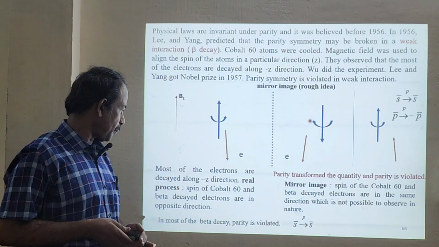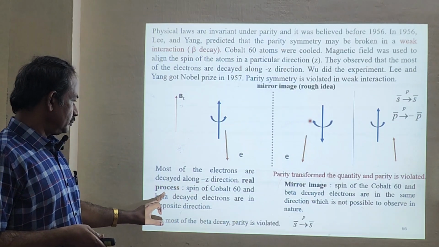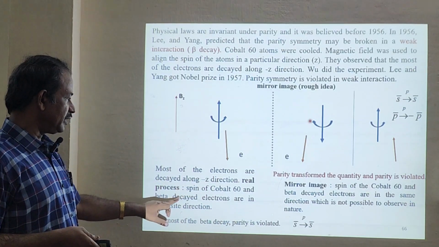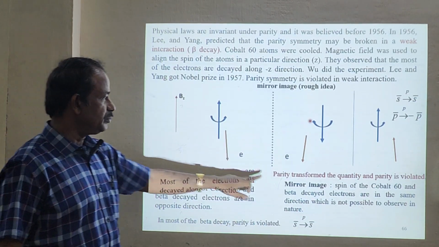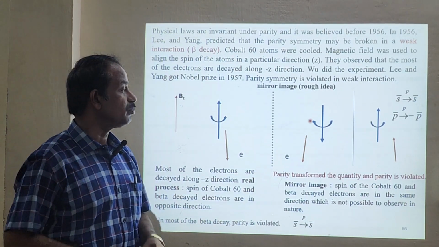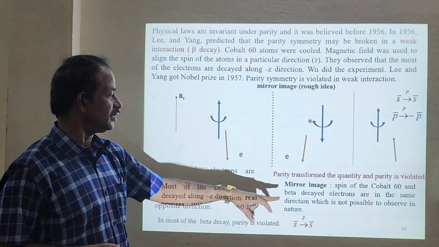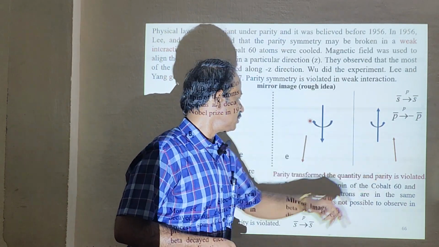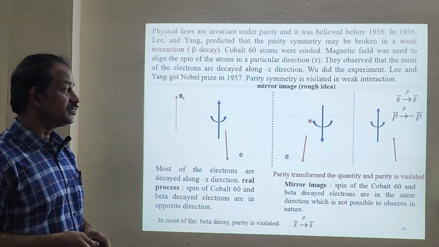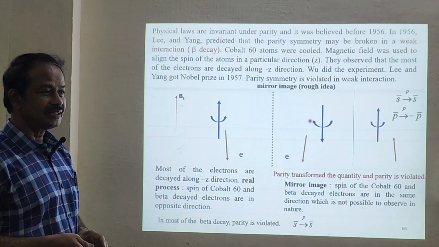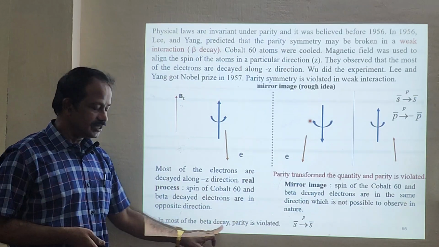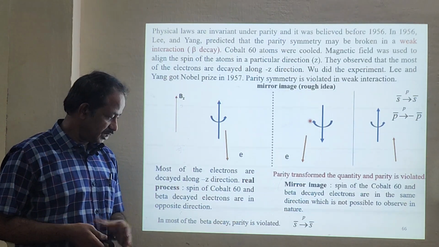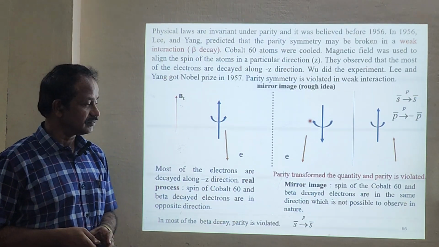So this is the example. The spin of cobalt-60 and the beta-decayed electrons are in opposite directions. As I said, opposite directions. The mirror image will have the spin of the cobalt-60 and the beta-decayed electrons in the same direction. See, they are in the same direction, which is not possible to observe in nature. Which is not possible. So that's why we say that in most cases, especially beta decay, parity is violated.